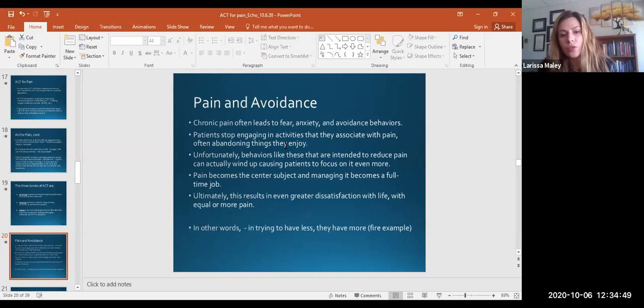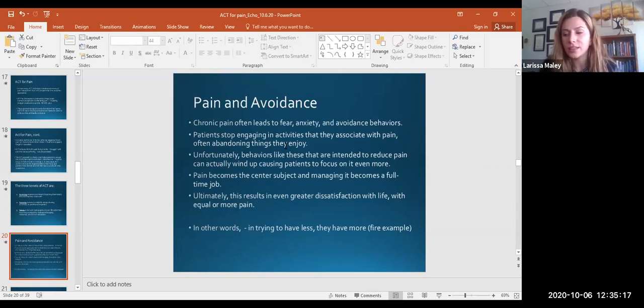And unfortunately, these avoidance behaviors, even though they're intended to reduce pain in the short term, wind up causing suffering in the long term because it takes people away from what's important to them. It takes them out of activities and connections and things that give them meaning, in the service of that avoidance. And then the avoidance of pain becomes the central subject in their life. It becomes a full-time job and the main thing that they're doing.